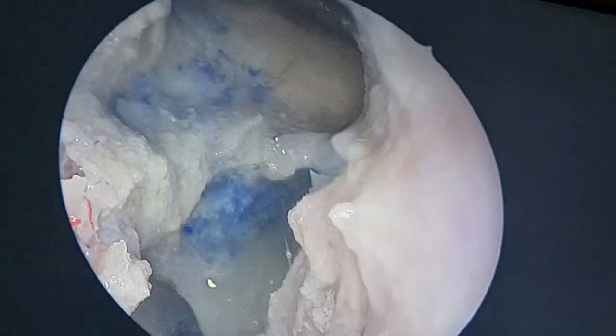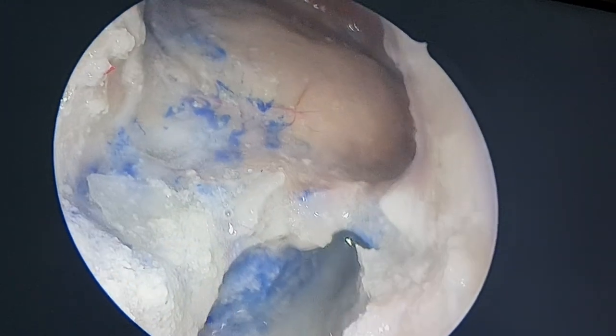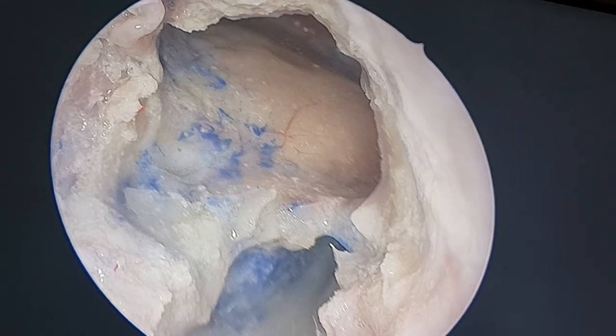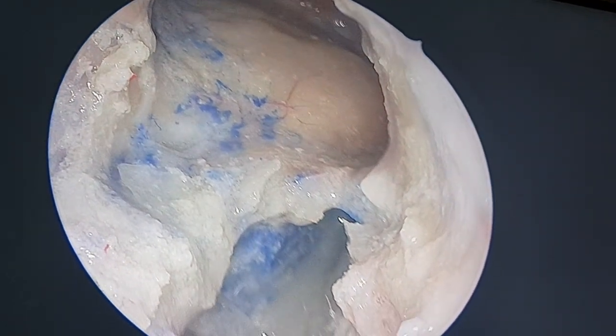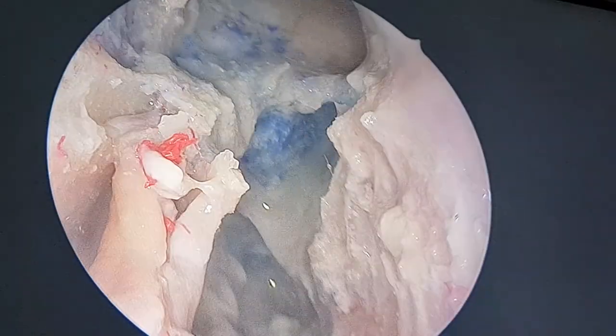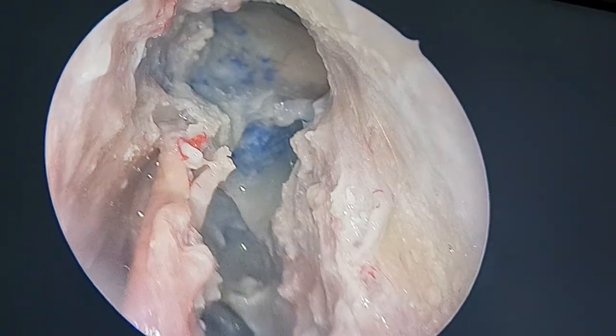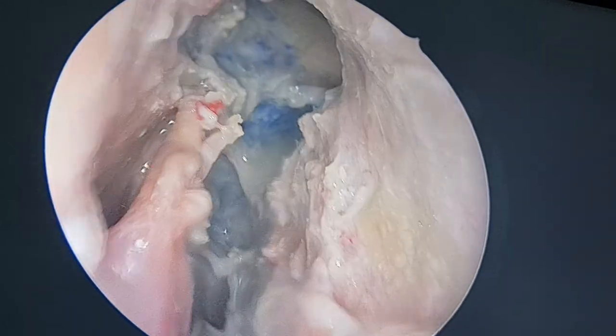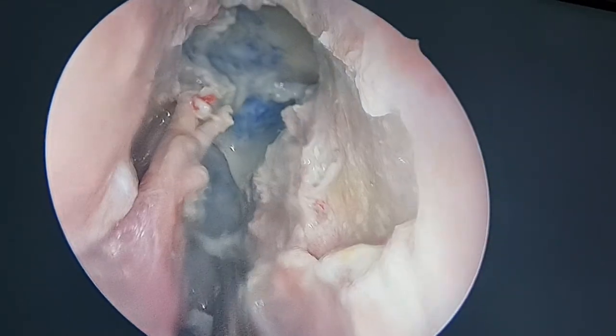You can monitor in your office with a 0 degree scope. You can use steroid directly into it. You can remove any tumor from here, any DVD, any CSR, anything. Now, this is classical Draf 2B. If you do the same on the opposite side, remove the intersinus septum and remove the upper part of the septum, that is Draf 3.